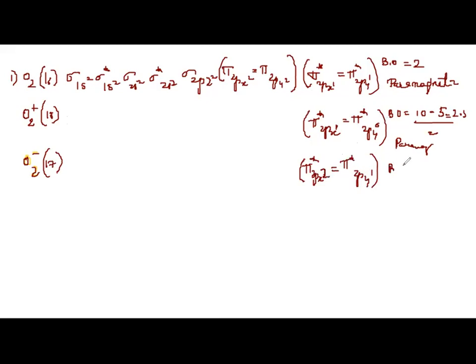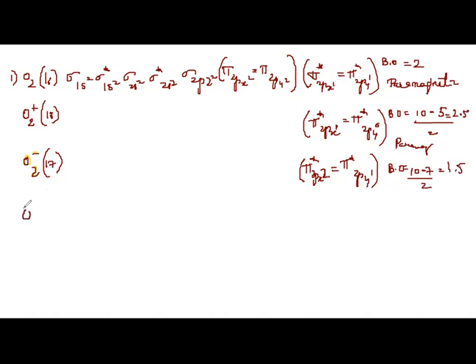So, bond order will be what? Bonding electrons: 2, 4, 6, 8, 10. 10 minus antibonding: 2, 4, 6, 7. 10 minus 7 by 2 is 3 by 2. It is 1.5. Okay. Next. So O2 minus is 1.5. Then we have O2 plus, and we have seen the bond order is 2.5.